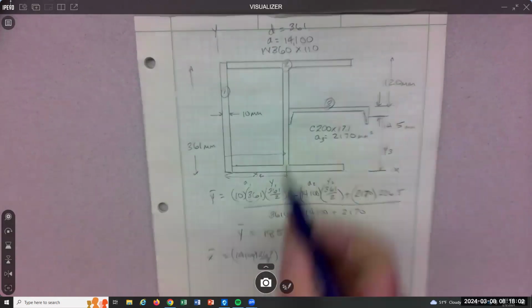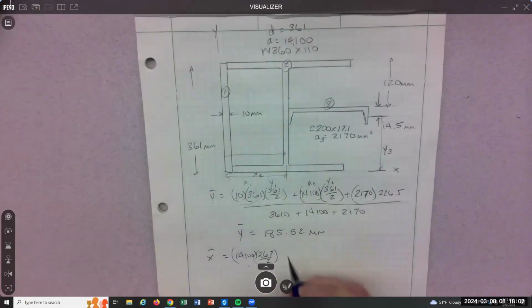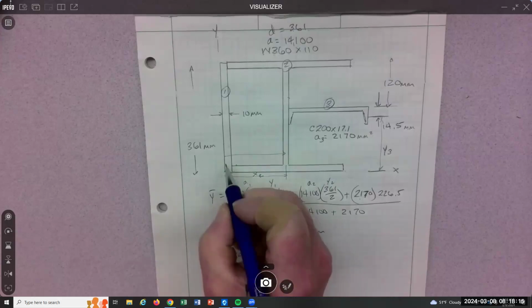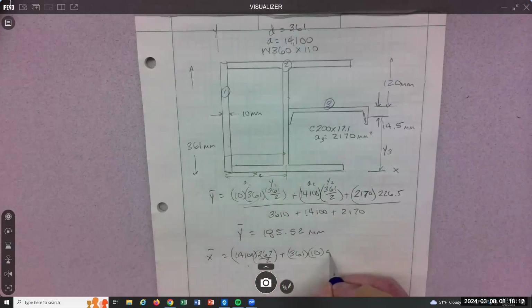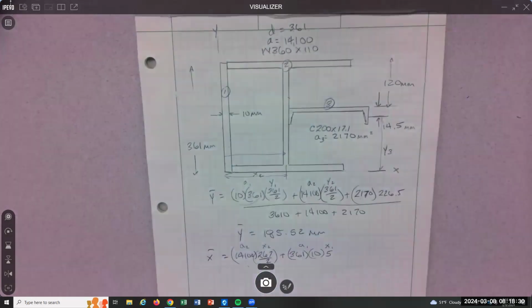Looks like I'm doing the W shape first. Sorry about that. Now I'll do the plate. So I'm going to add to it the area of the plate, which is 361 times 10 times its X distance, which is 5. So that's the plate. So this is area 1, X1. This is area 2, X2. Did them in the wrong order. Sorry about that.